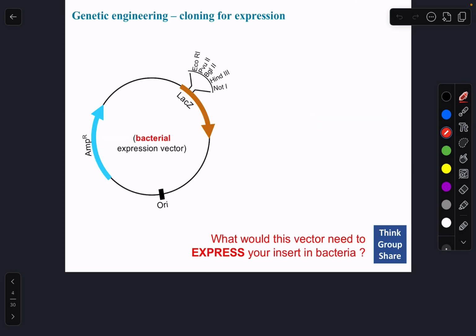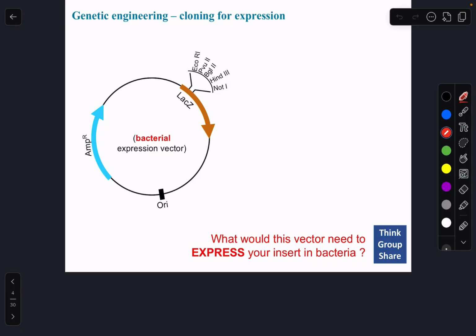Let me ask you a question. Let's say that this is a vector that you will introduce in bacteria. We have our multiple cloning site that we discussed last week. We have our selection marker, in this case ampicillin resistance, and it turns out that our MCS or multiple cloning site is embedded in the LacZ gene that would allow us to do that blue-white transformation that we discussed last week. Now, let's say that we would like to express high levels of whatever DNA we introduce into this vector once this vector is inside of bacteria.